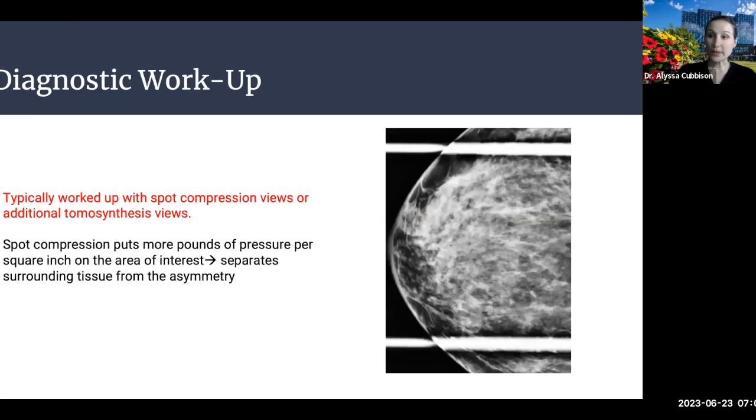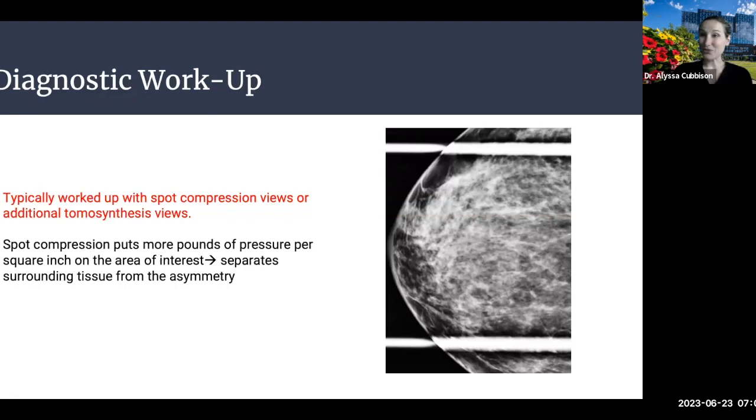So how do we work these patients up? We see something on the screener or the other exam that we find to be worthy of a callback. Typically, there are of course different ways to approach it, but the most common way to work up an asymmetry is to pursue spot compression views.